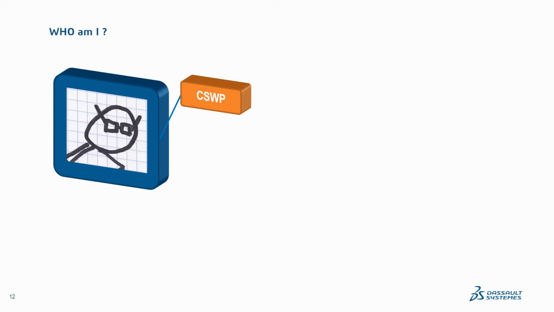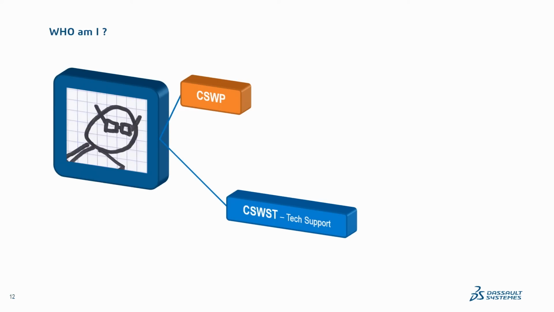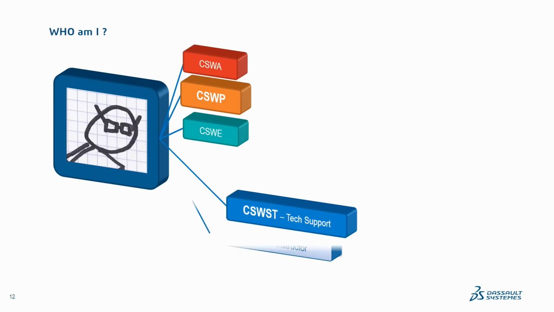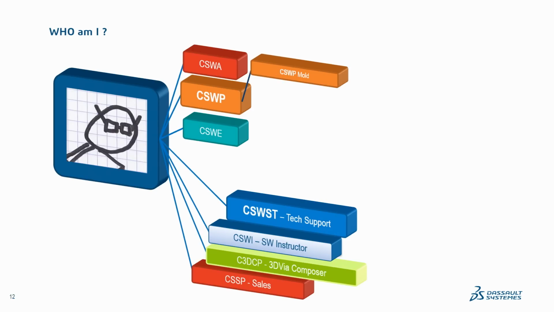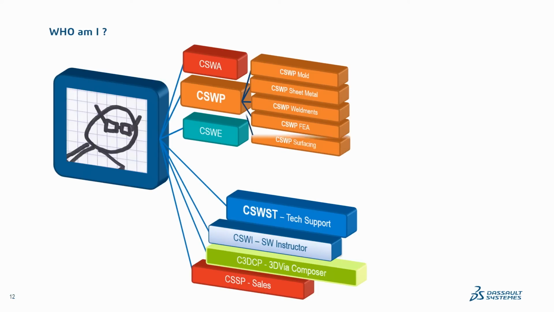So, any opportunity you get to take certifications is great. I started out doing tech support a long time ago, so after I got CSWP, I went on to get my certified tech support, and after that, I was hooked. I just had to keep going. So I got my CSWA and my CSWE so I could figure out what they were all about. Then I started getting my instructor certifications. I got a sales certification. I got my 3D Via Composer certification. Then I started banging out all the CSWP mold, CSWP sheet metal, CSWP weldments, CSWP FEA, CSWP surfacing, which is one of my favorites. And I even went through and got the sustainability exam.